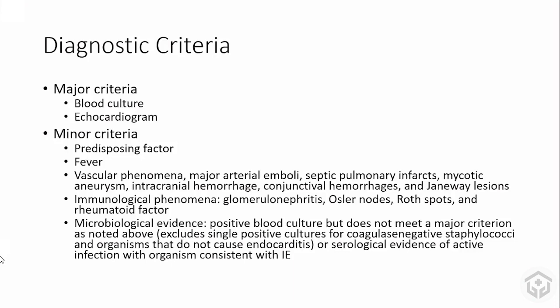And another thing, even though the blood culture, we are telling, it's at least a minimum of 2 blood cultures with the organism commonly considered as causing infective endocarditis. That's in the minor criteria also. There is microbiological evidence coming. They are saying positive blood culture but does not meet a major criterion as noted above, or it's a single blood culture positivity, like for coagulase negative staphylococci and usually coliforms. Those things we are usually not considering as the organism causing endocarditis.